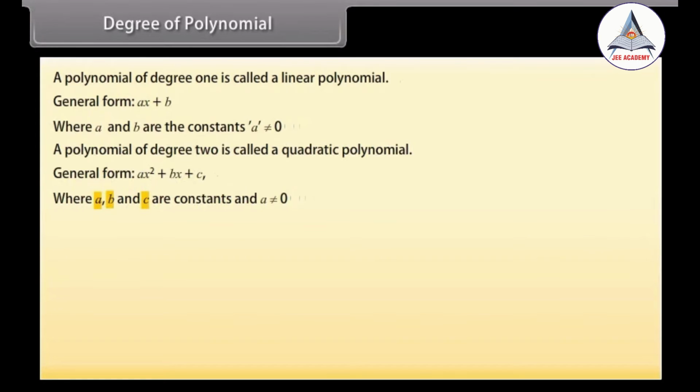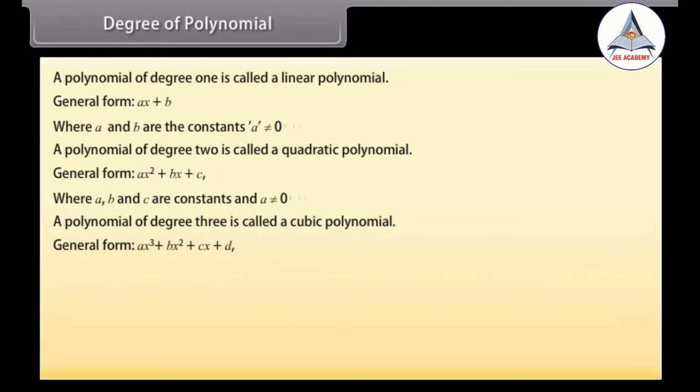not equal to 0. A polynomial of degree 3 is called a cubic polynomial. Its general form is ax raised to the power 3 plus bx raised to the power 2 plus cx plus d, where a, b, c and d are constants and a is not equal to 0.